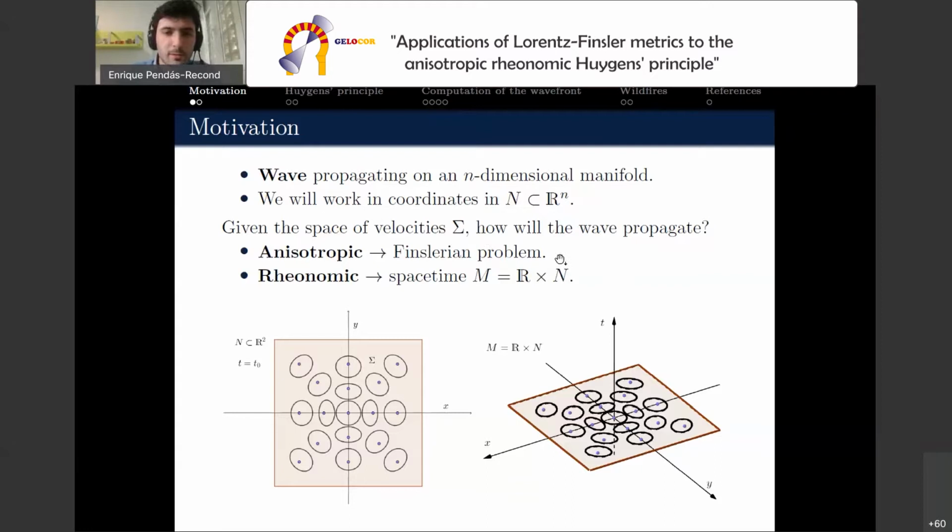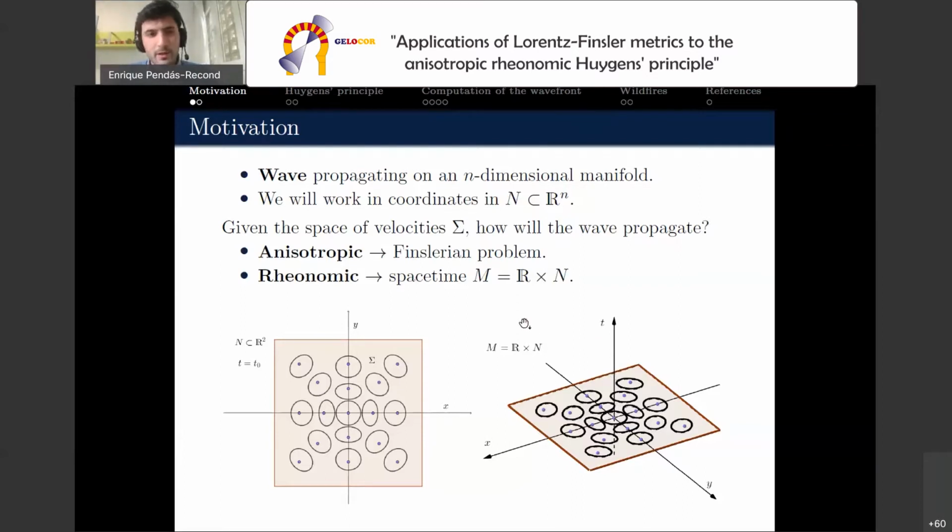And we want to find this propagation in the most general situation where we allow the velocities to be anisotropic, which means that they depend on the direction, such as in this case. And this is the reason why our problem turns out to be Finslerian. We also allow the velocities to be rheonomic, which means that they are time dependent. And this motivates us to consider a temporal dimension and see the propagation of the wave within this space-time.